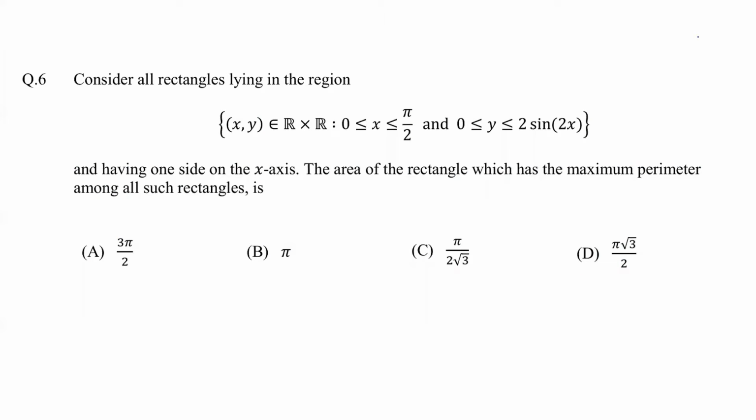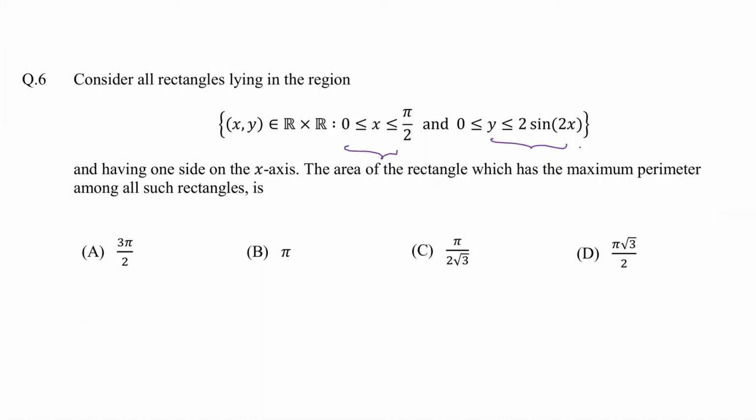Okay, so the question says consider all rectangles lying inside the given region. So x is between 0 to pi by 2, and we are taking y less than or equal to 2 sine 2x, and y is always positive or equal to 0. So that means above the x-axis, including the x-axis, and inside y equal to 2 sine 2x. And we need to find out the area of the rectangle which has maximum perimeter.